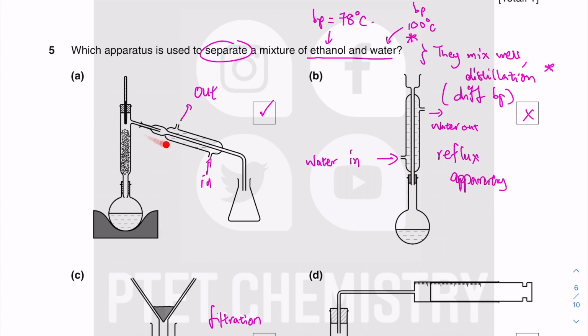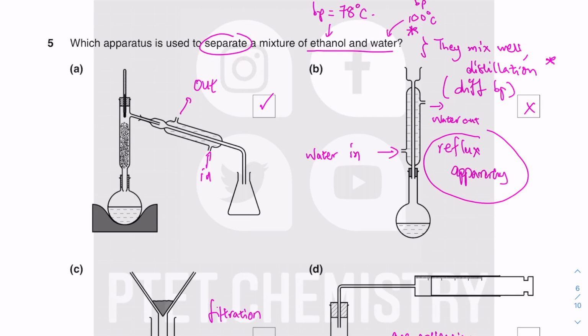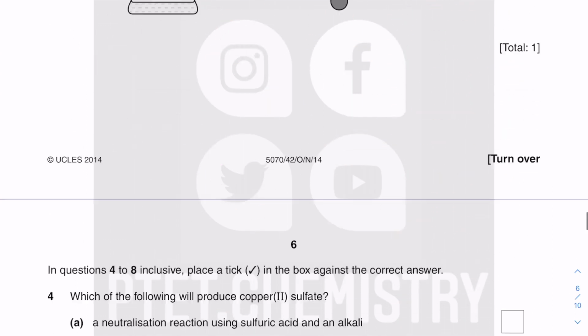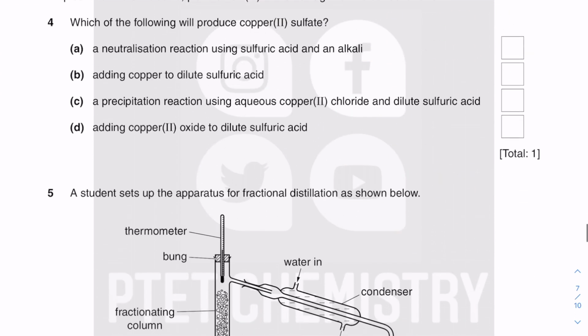This has a sideway joint. Sideway joint means you can escape. This is just going up with no sideway joint. You can't escape. The liquid comes back down again. This is a reflux apparatus. You don't necessarily do it for your combined science, but I think it is actually in the O Levels chemistry syllabus as well. Okay. Going straight into the next bit.